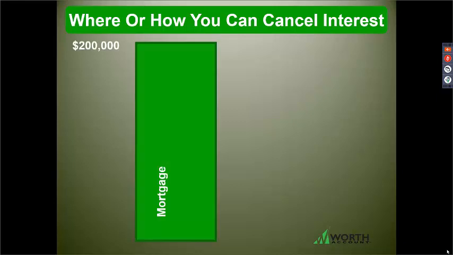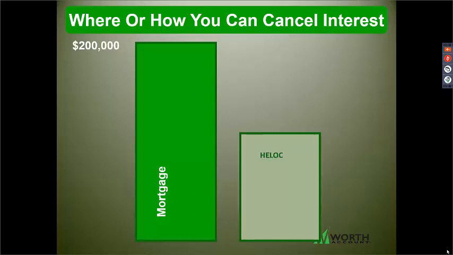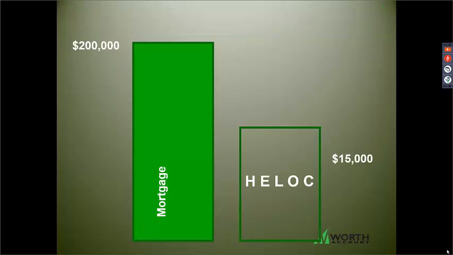So we have right here a $200,000 mortgage, the same mortgage we've been talking about. But then our program uses either a home equity line of credit or a regular line of credit, a checking account, a savings account. But in this instance, we're going to go over a $15,000 home equity line of credit, and we're going to say that the interest rate on that line of credit is at 10%.